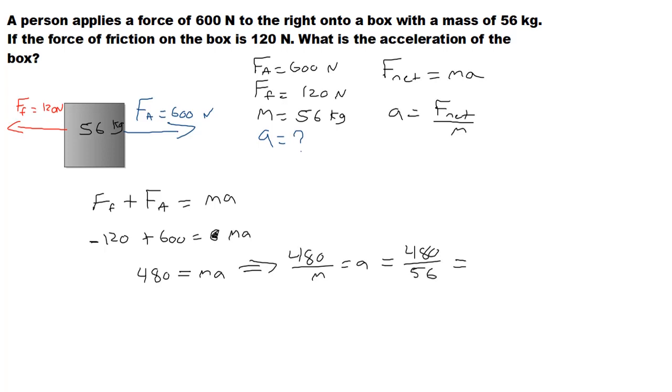And 480 divided by 56 is 8.57 approximately meters per second squared. And that's positive, so we know the acceleration is going to be to the right. So it's going to be speeding up to the right. And that is how you find the acceleration of a box using Newton's second law.